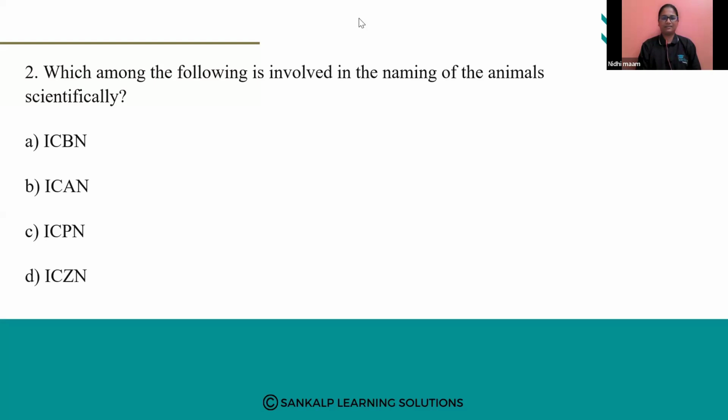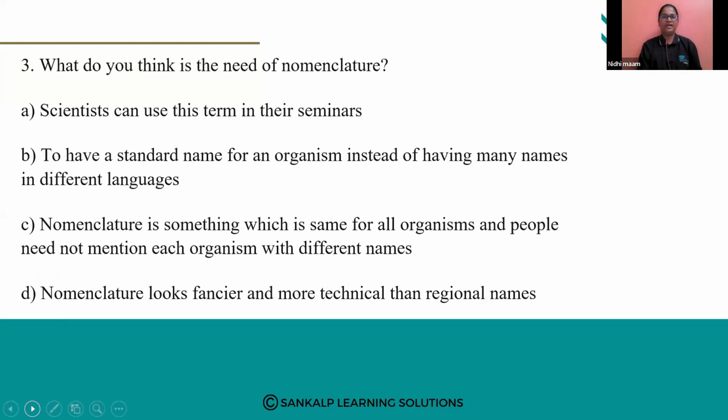So, most of you answered it as option A. Only few of you answered it correctly. As they asked naming of animals, naming of animals will be done by ICZN, International Code for Zoological Nomenclature. Option D is the right answer. Please rectify your answers, all of you. Next question.